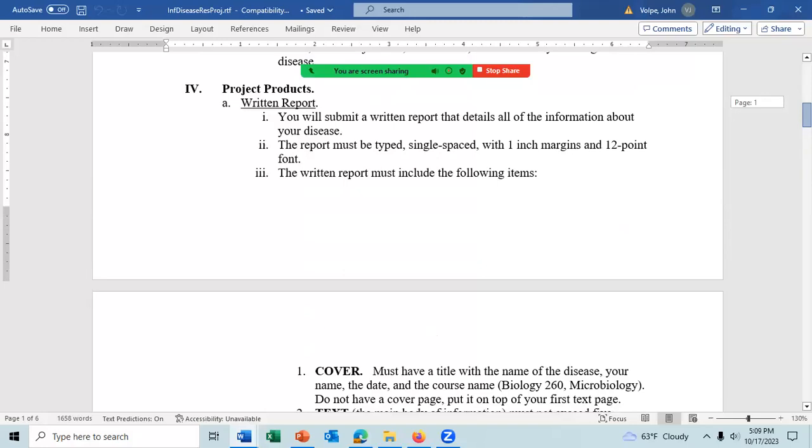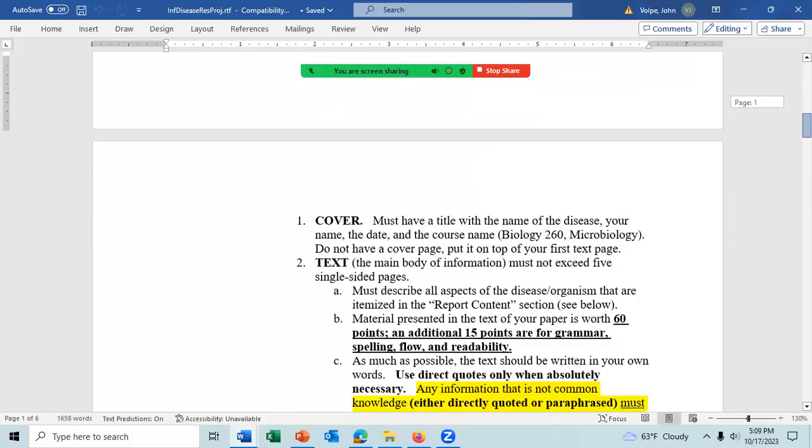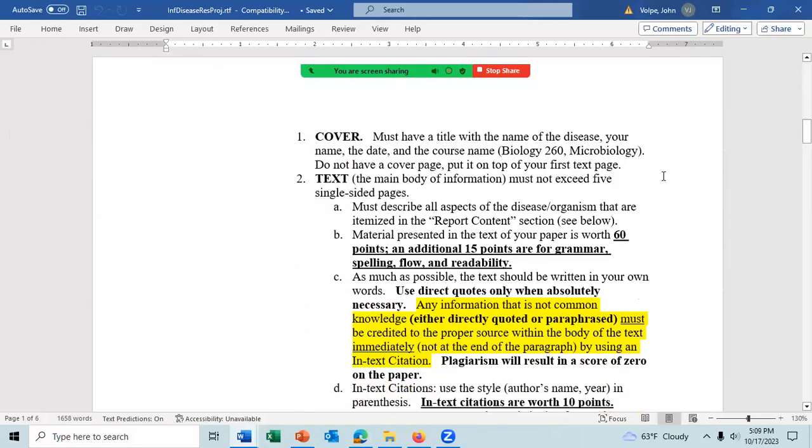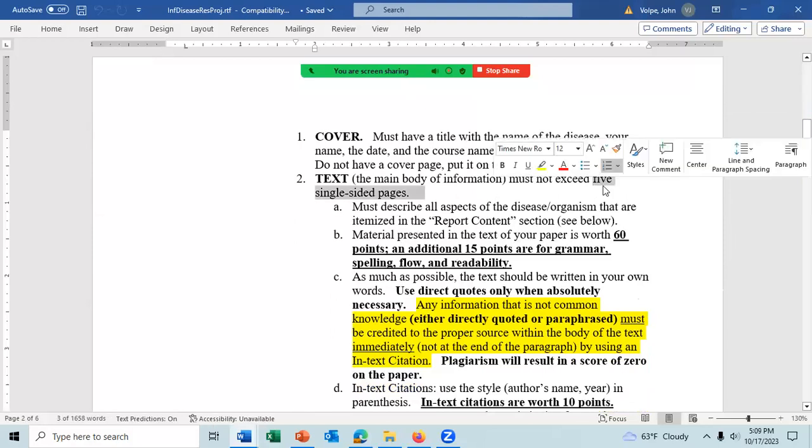Let me see if I can find that. Okay, there it is right there. Do not exceed 5 single-sided pages, but no less than 4, correct? No less than 4 pages, yes. Okay, thank you. And that's including the text, not the references or the pictures. All right.